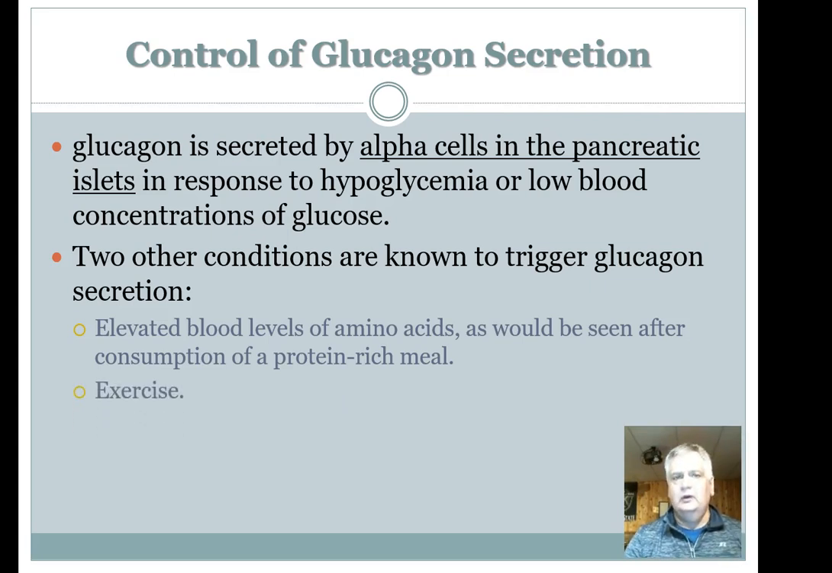In addition, we know that exercise can also trigger glucagon secretion, though we're not real sure why. It may be that because exercise causes the muscle cells to take up a lot of glucose, blood glucose levels go down and therefore glucagon is released, but we just don't know for sure.